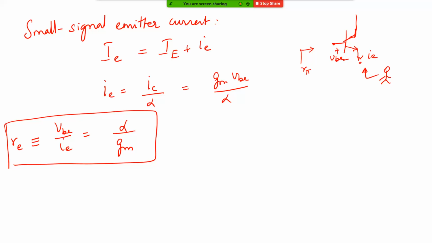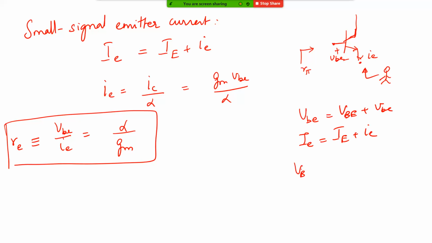Now you should not confuse this with the large signal or the DC bias values. Remember, all these are small-lettered values, which means that these are the incremental voltages and currents that we are talking about. The actual VBE will be some capital VBE plus small vbe. The actual IE is going to be capital IE plus small ie. So you cannot say that this divided by this is going to be RE. No, VBE and IE have a different relationship.